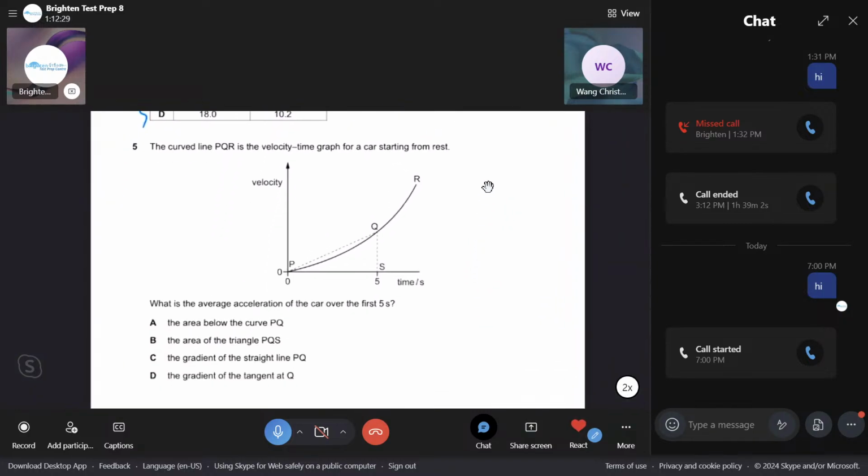the velocity time graph for a car starting from rest. Now we want to know the average acceleration. Or in other words, what do you see in the chart? Actually, what is the curve representing? If you look at that curve first. An increasing acceleration.